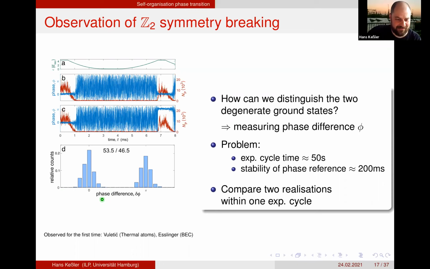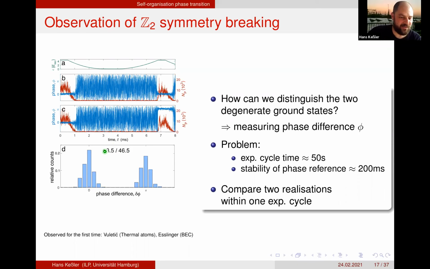On the x-axis, you see the phase difference between the first and the second realization. There you see a maximum around 0 and a maximum around pi. The y-axis shows the relative counts. So we can clearly distinguish between the two cases: either we have a phase difference of pi, or we have a phase difference of 0. If we sum over all the events for a phase difference of 0 and for a phase difference of pi, we end up with this ratio, 53.5 to 46.5. This is close to 1 and tells us that the symmetry is well established in our system.